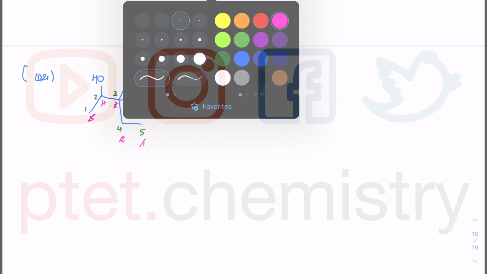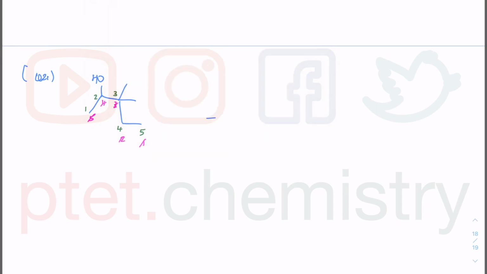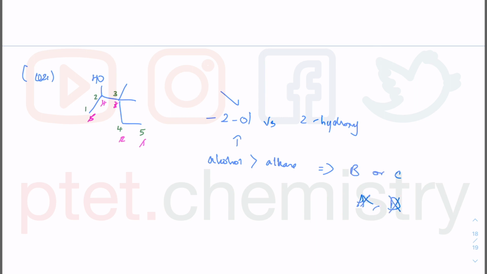So we are looking at something 2-ol, versus 2-hydroxy. Which one is more important? This one is more important. So alcohol is more important than alkane. So we will end up with 2-ol, which means we're left with B or C. A can cross out, D can cross out.